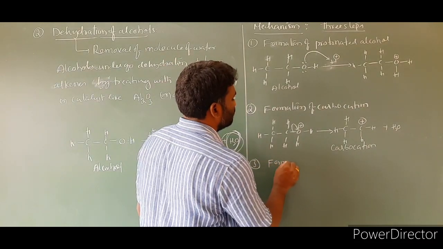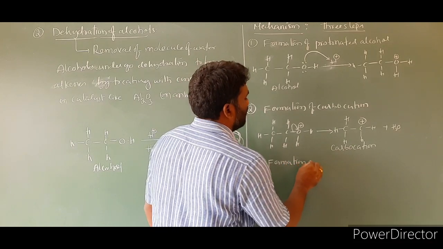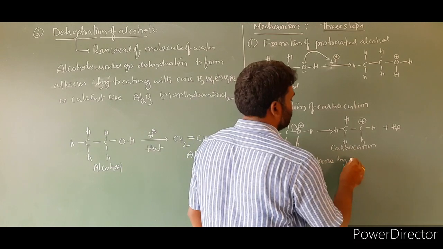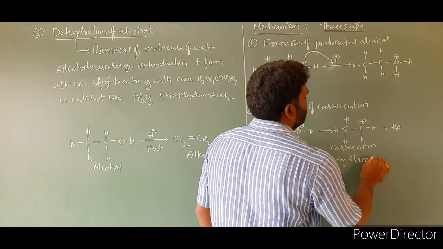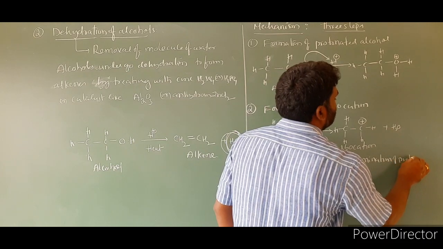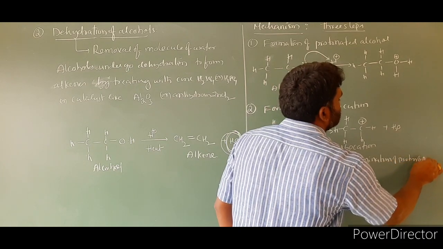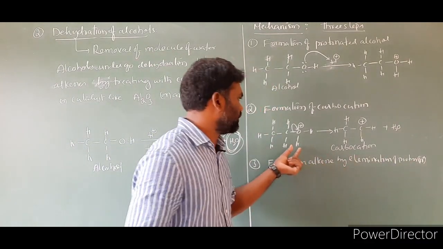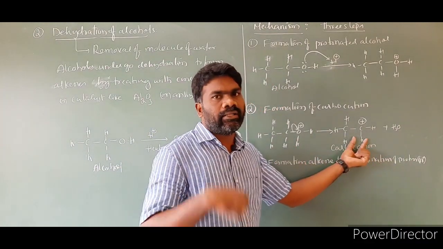Formation of alkene by elimination of proton, or simply H plus. Formation of alkene by elimination of proton: removing one proton from this carbocation will give alkene.